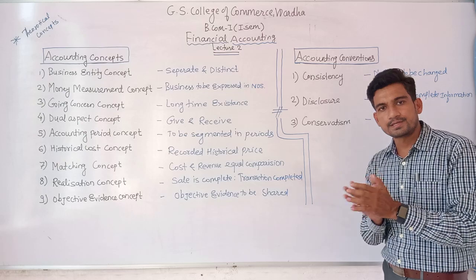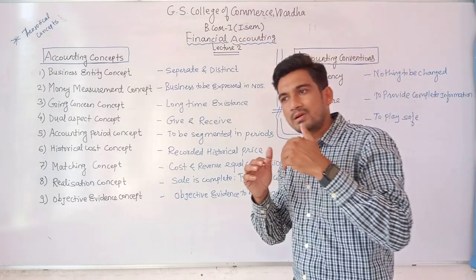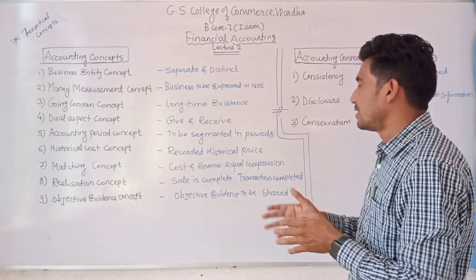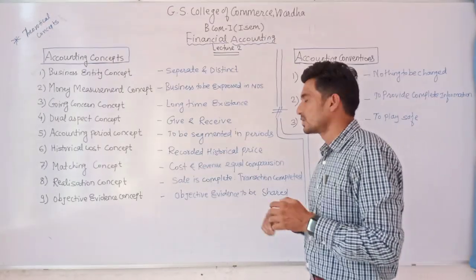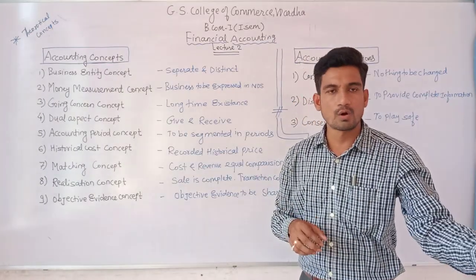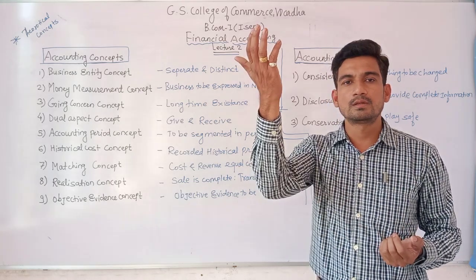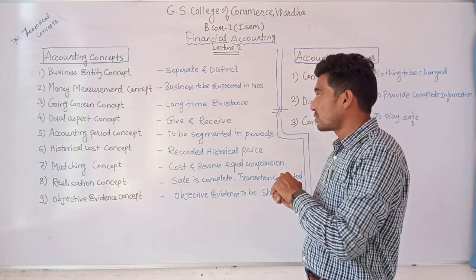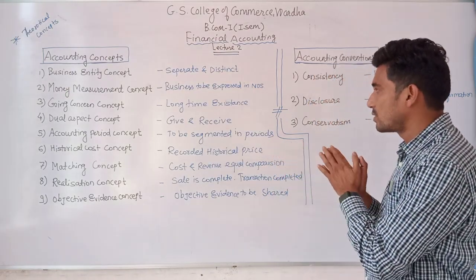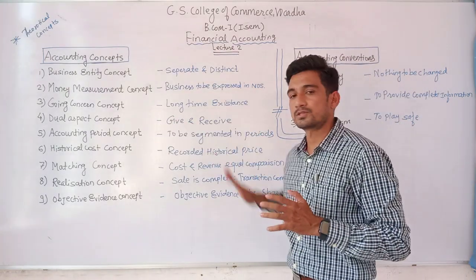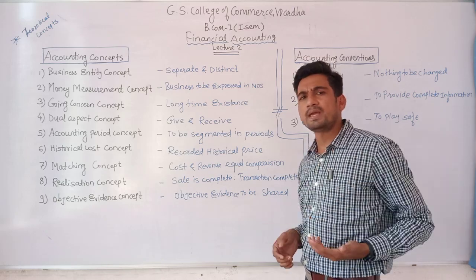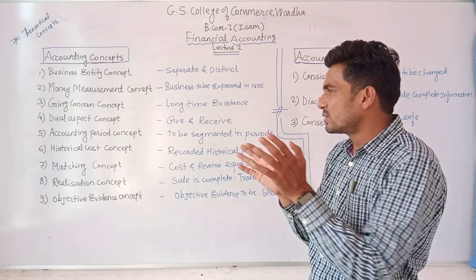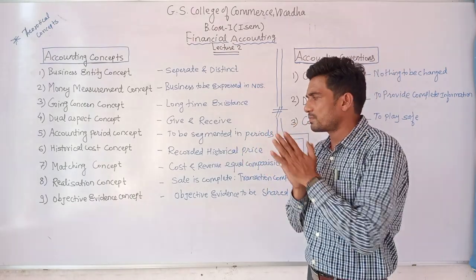The name already clarifies that this concept is going to match. What is it going to match? It is going to match cost and revenue. There should be an equal comparison between cost and revenue. Why is it needed? Because it is a dual aspect concept, give and receive. What you are paying, you are receiving. What you are receiving, you are paying. Then that should get matched. That is why it is called a matching concept.